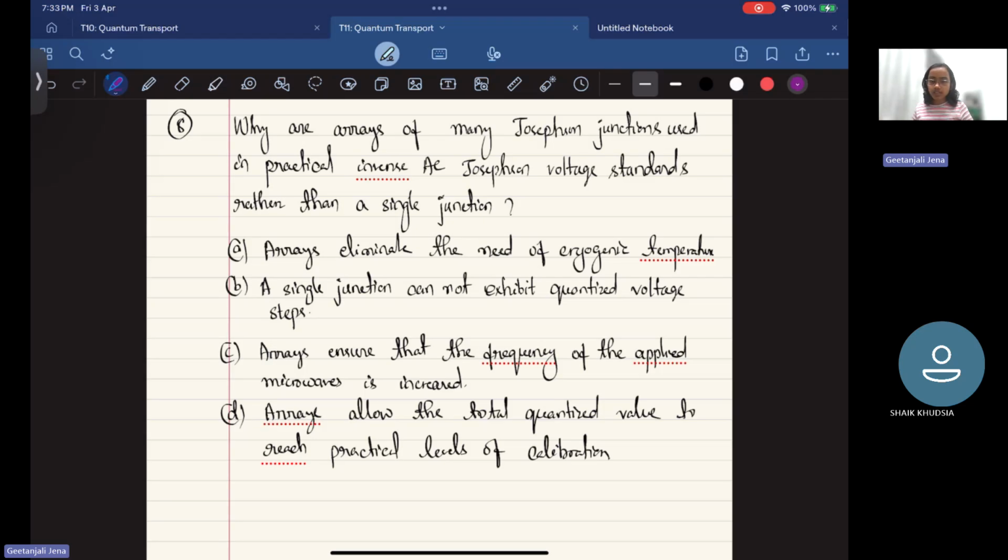So in the voltage standard, where we use the inverse AC Josephson effect and the Shapiro steps, why are we using arrays of junctions instead of one? What is the main reason behind that? As we have seen, the voltage Vn over a single junction, you can write as n times h/2e times f. f is the frequency, h/2e are constants, and n is the different Shapiro steps.